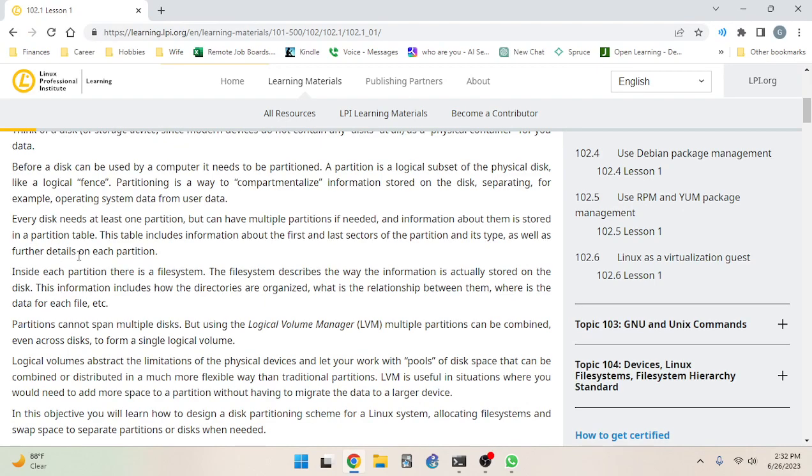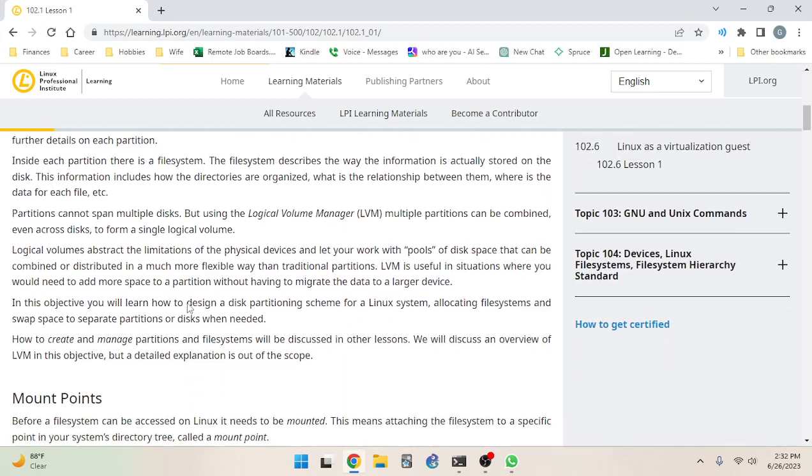As well as further details on each partition. Inside each partition there is a file system. The file system describes the way the information is actually stored on the disk. This information includes how the directories are organized, what is the relationship between them, where is the data for each file, etc. Partitions cannot span multiple disks, but using the Logical Volume Manager, LVM, multiple partitions can be combined, even across disks, to form a single logical volume.